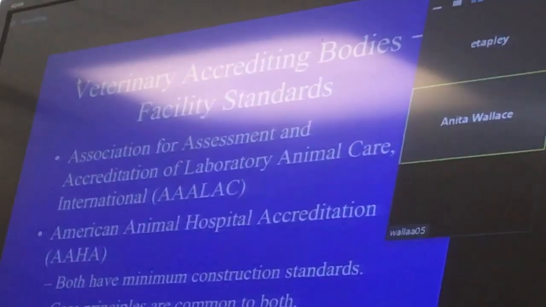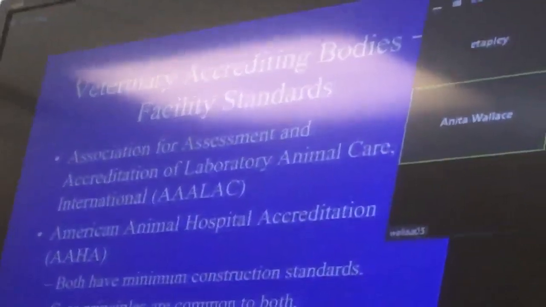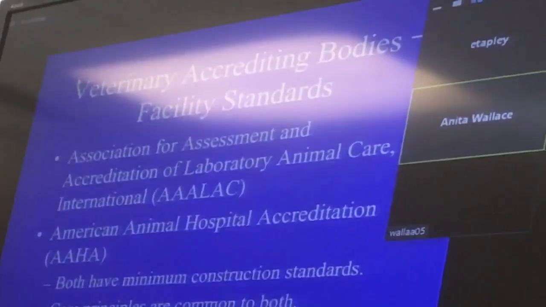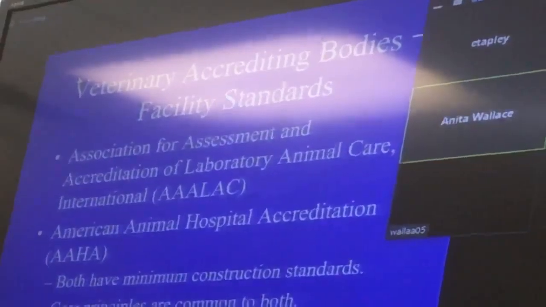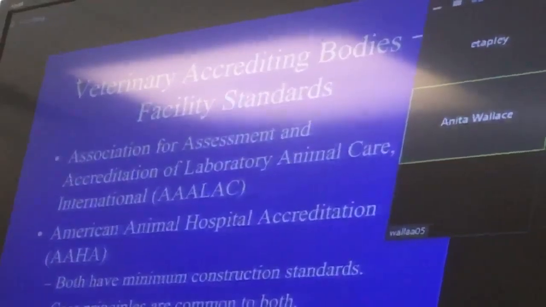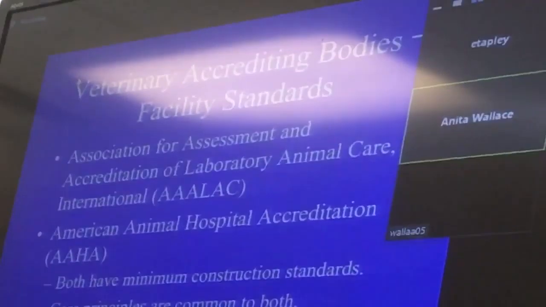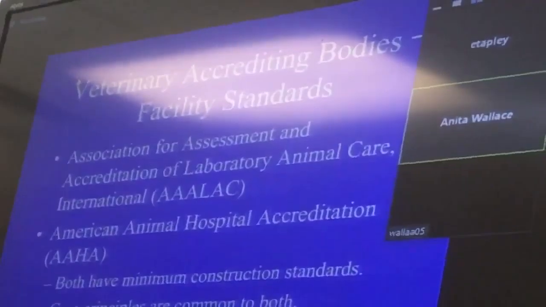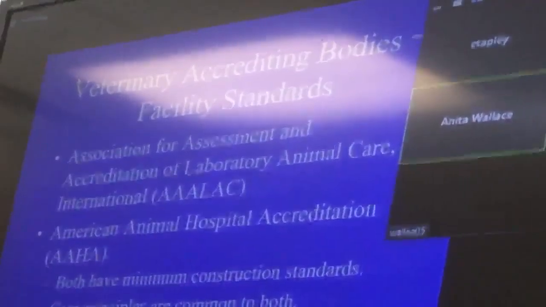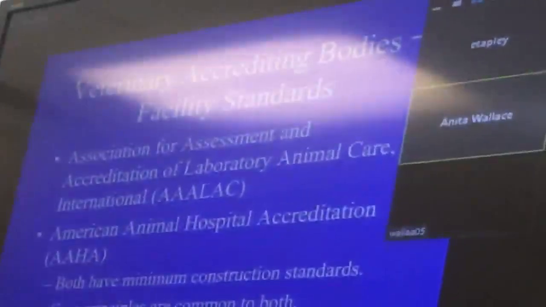It's an international organization. A corollary to that in private practice would be AAHA, the American Animal Hospital Association accreditation. Again, not required, not mandatory accreditation, but it is an indication of the gold standard and the higher standard. In fact, from a research perspective, even though AAALAC accreditation is not required, those facilities that are accredited tend to be looked upon more favorably when it comes to funding and those types of things. So it carries the same impact as regulation.